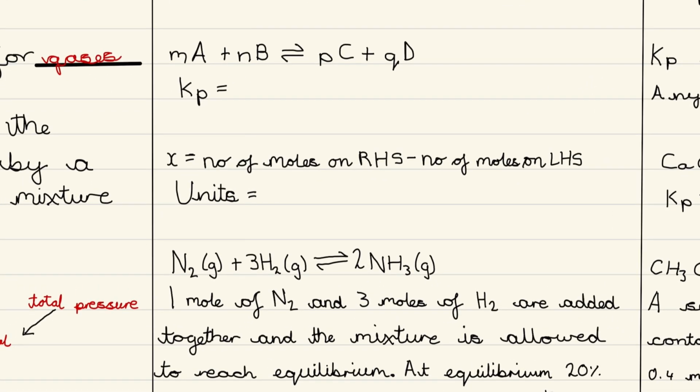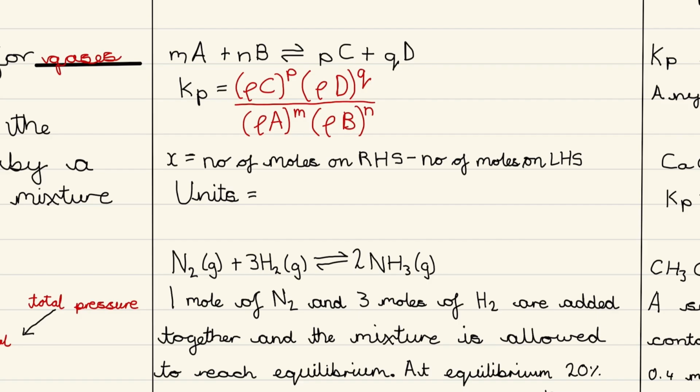So for the Kp expression, we do products over reactants of the partial pressures with the molar ratios as the powers. So we'd get the partial pressure of C with the power of p and the partial pressure of D with the power of q, all over the partial pressure of A with the power of m and the partial pressure of B with the power of n. Now if we let x equal the number of moles on the right hand side minus the number of moles on the left hand side, we get that the units of Kp is kPa to the power of x.